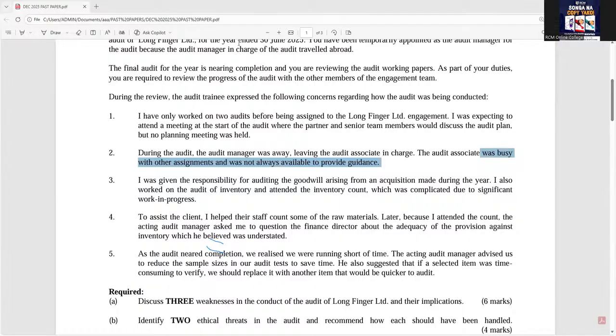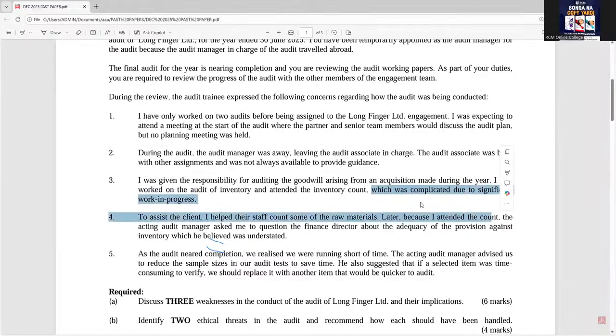Delegation of duties. There's something you can see here. I was given the responsibility for auditing the goodwill arising from an acquisition made during the year. I also worked on the audit of inventory and attended the inventory count, which was complicated due to significant work in progress. What can you get from here? Which was complicated due to significant work in progress. So what can you get from there?